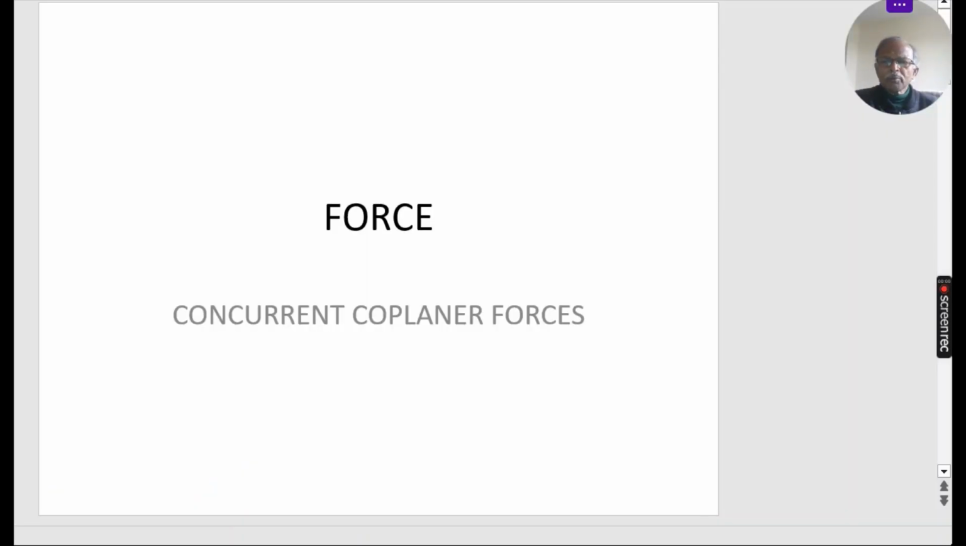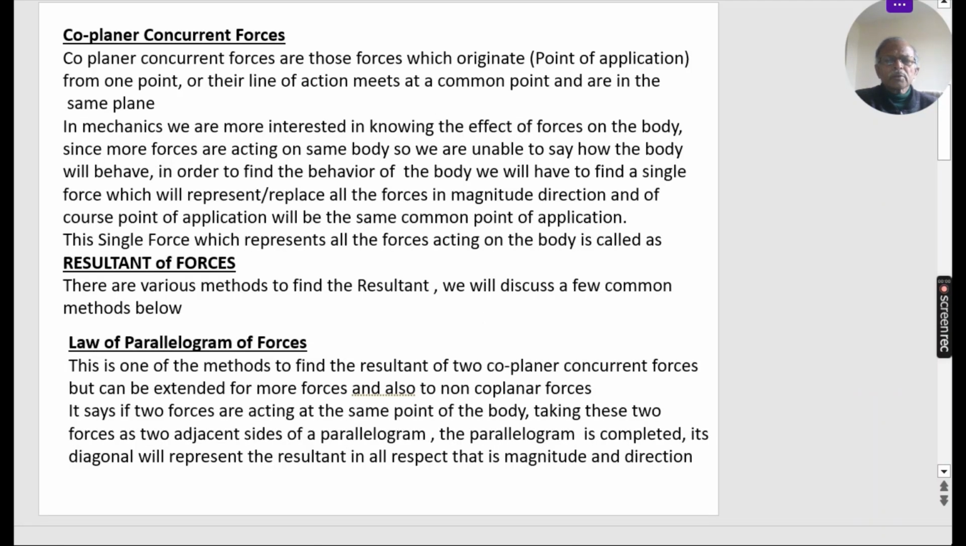We are doing concurrent coplanar forces, which I have already told you about. Just a quick recap. You can see from the slide that coplanar concurrent forces are those forces whose line of action meets at a common point. Since we are studying coplanar, all these forces have to be on the same plane. Got it?